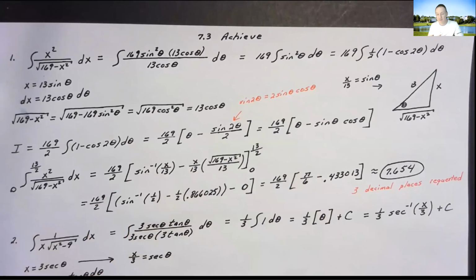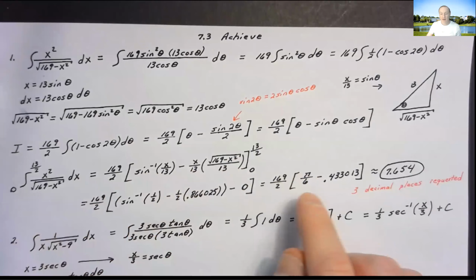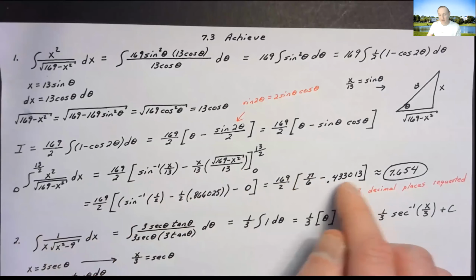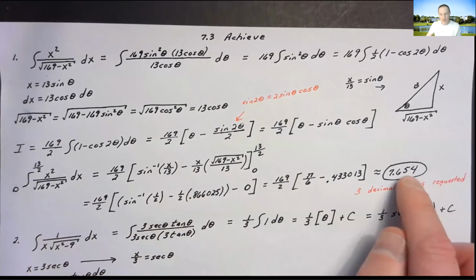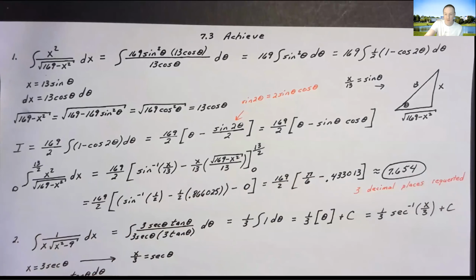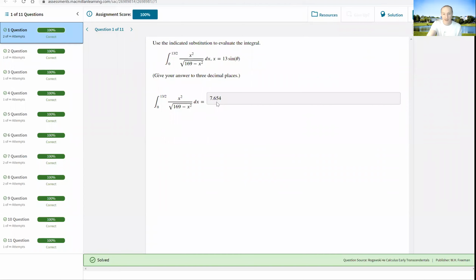Achieve wanted a 3 decimal place answer on this, so I just plugged this in, 169 over 2. I kept 6 decimal places within the problem to make sure that my answer would be 3 decimal place accurate, and you can see now on Achieve, it liked that 3 decimal place accuracy, which is what it was asking for.